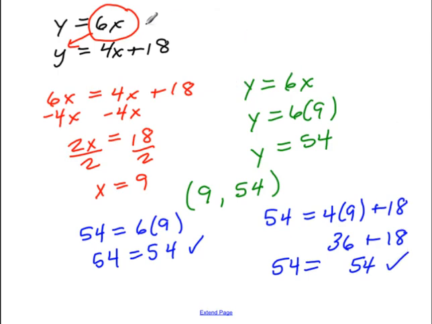So by substituting our first value in, we're able to solve for x, which is what we did first. Then we substituted that value in, solved for y, which is what we did second. And that gives us our solution to this ordered pair. We can take a look at one more example.